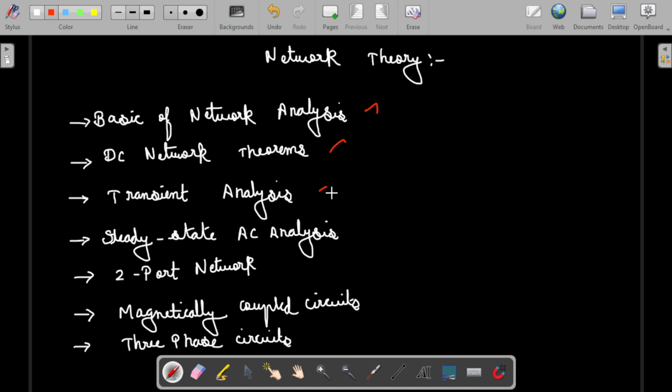After that is the transient analysis, which is one of the very important topics. Transient analysis has plenty of good weightage in GATE and every GATE exam. Steady state AC analysis is the same. I will explain these topics very clearly, so don't worry guys. Two port networks, magnetic coupled circuits, and three phase circuits are some smaller topics, each requiring only about two classes to explain. I will make sure all these topics are covered in a perfect manner.